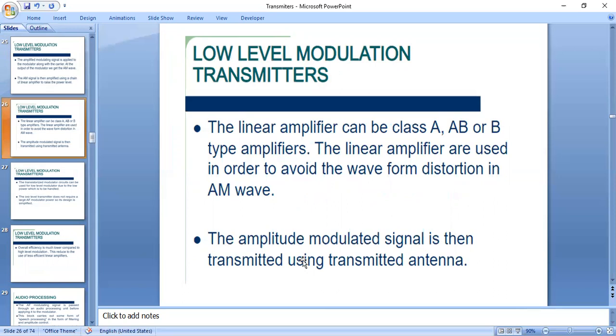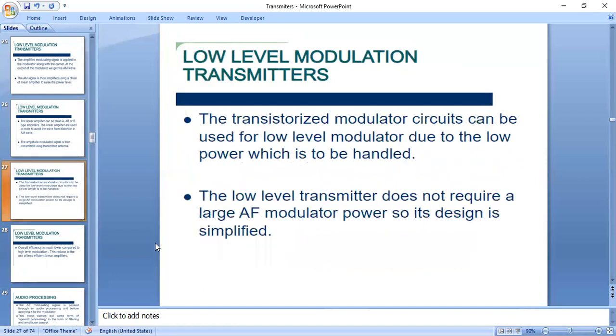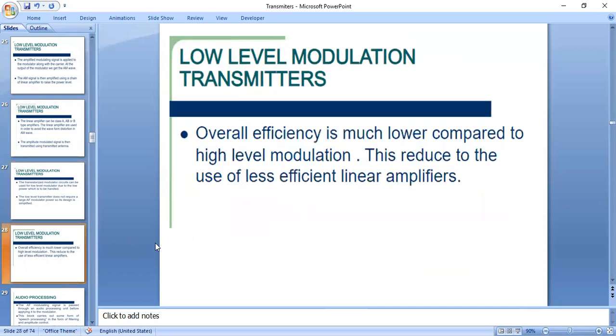At the output, we may use class AB or class B power amplifiers, and the efficiency of these is also high. In order to avoid distortion, we use class AB or class B. When compared to high level modulation, the efficiency here is very low because of the less efficient power amplifiers which are used in low level modulation AM transmitters.